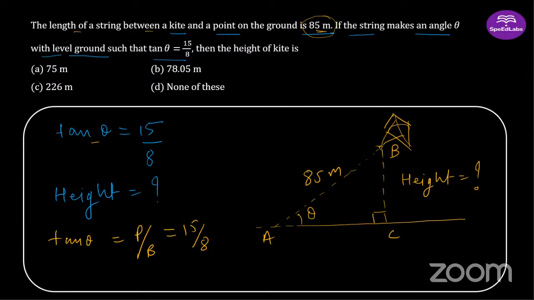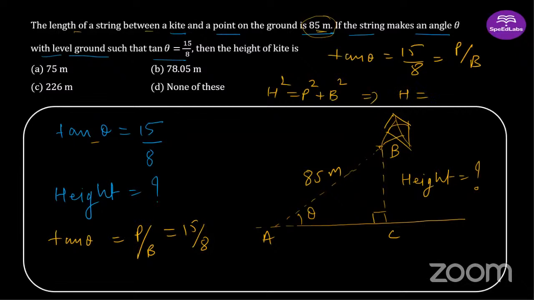See, tan theta is equal to 15 by 8. This is equal to P by B. Now we know the relation in right angle triangles from Pythagoras theorem: h square is equal to P square plus B square. So this gives me h is equal to under root 15 square plus 8 square. Just tell me what would be the value?